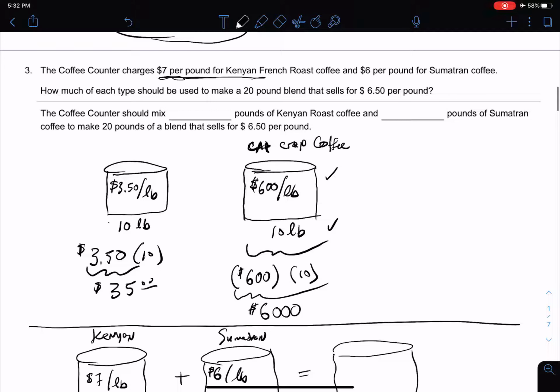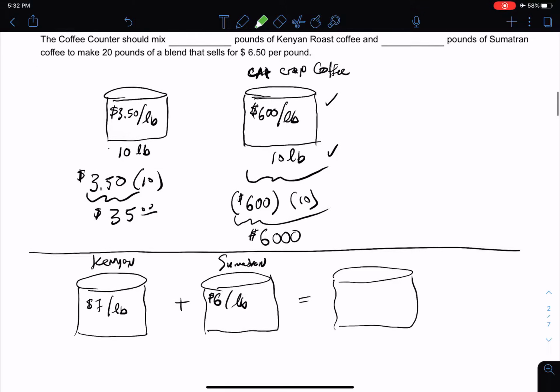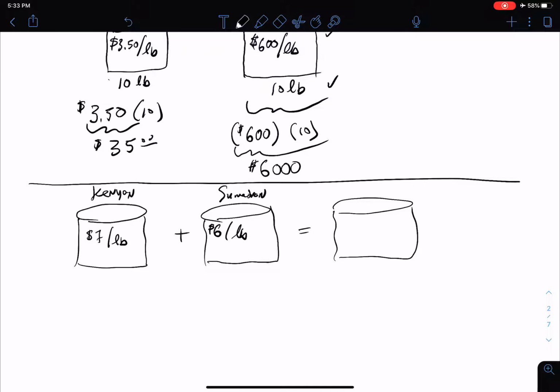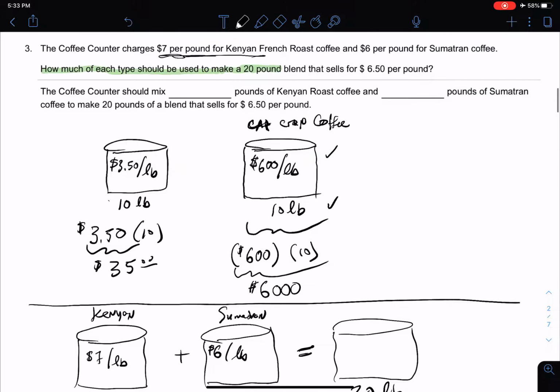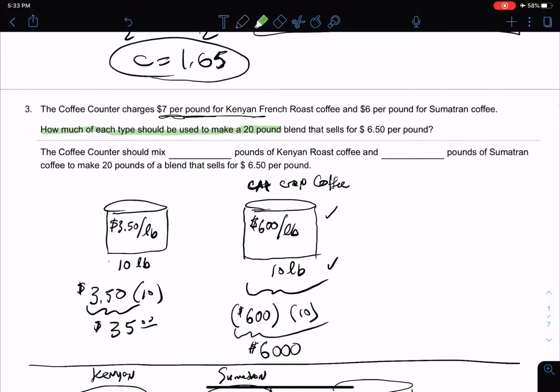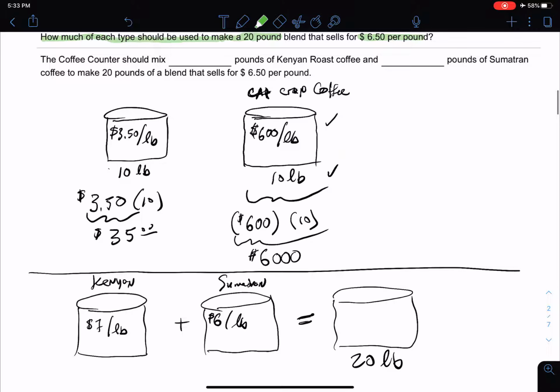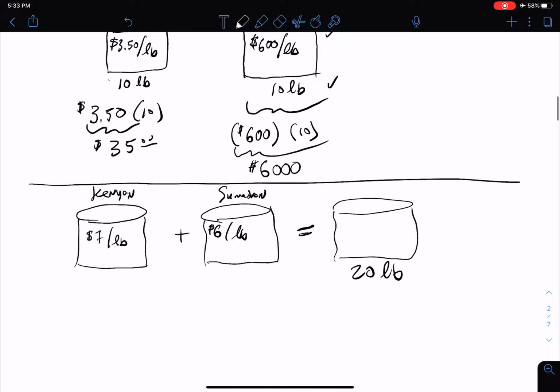And then here's sort of the kicker. How much of each type can you mix together? So you got to mix them together and shake them around to make a total of 20 pounds. So there's a clue right there. Our result when we add them together, they need to be 20 pounds. I could put a constant right there. And it also needs to sell for $6.50 a pound.